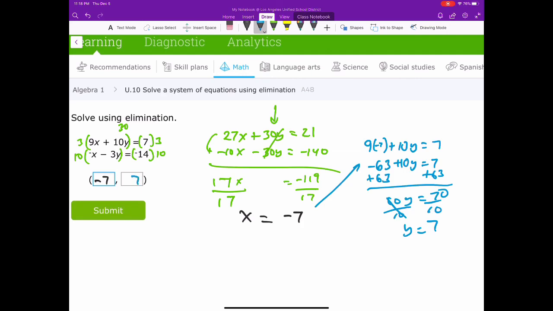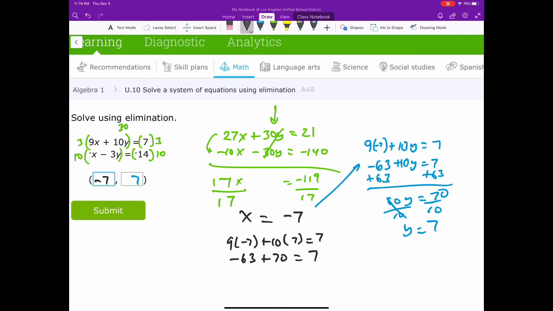Bam. And again, I'm just going to prove it to you by making sure that this is true. 9 times negative 7 plus 10 times 7. Does this equal 7? 9 times 7 is 63. Negative 63 plus 70. Yep, that's 7.